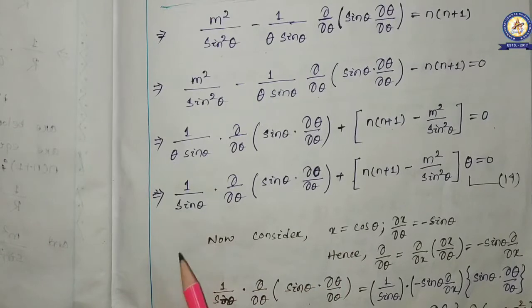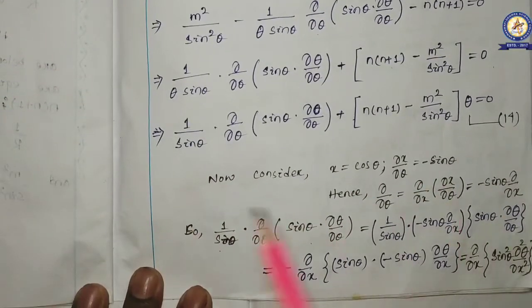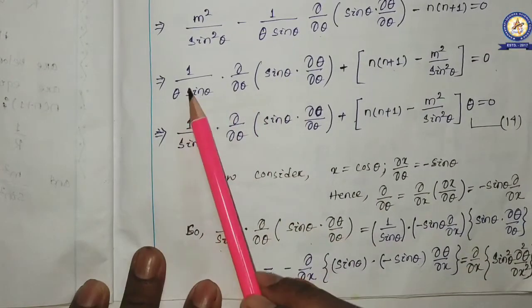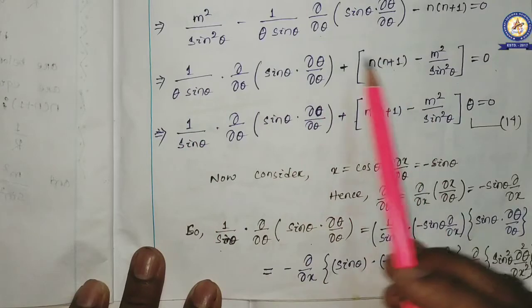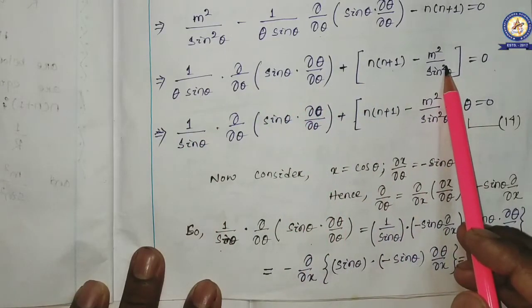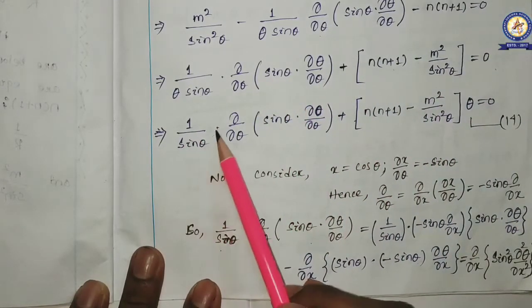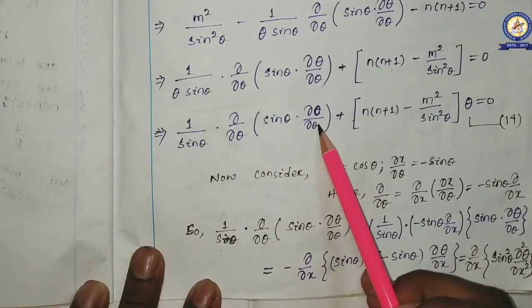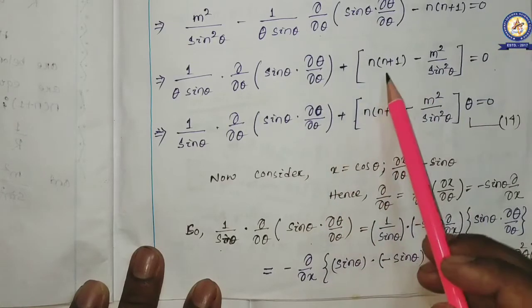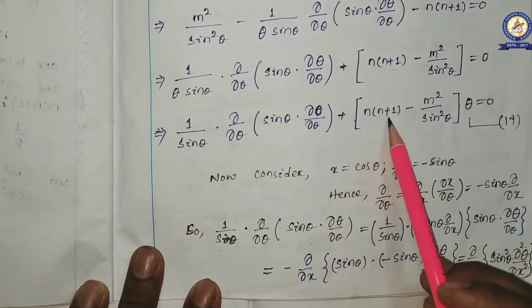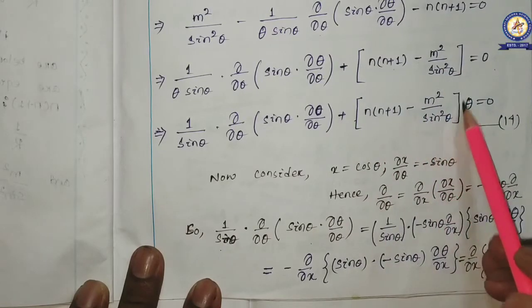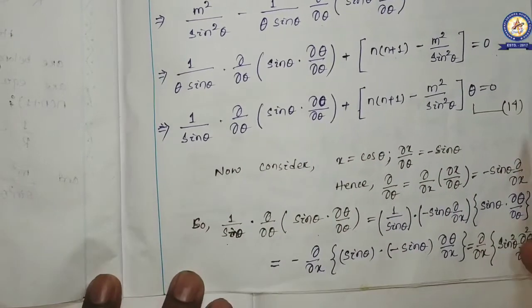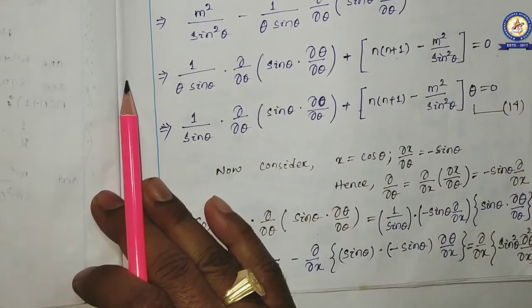That implies, here we multiply capital theta with this term and this term. We found 1 by sine theta into del by del theta of sine theta into del by del theta of capital theta, plus this much into capital theta, n into n plus 1 minus m square by sine square theta, whole into capital theta equal to 0. Let this be equation number 14.